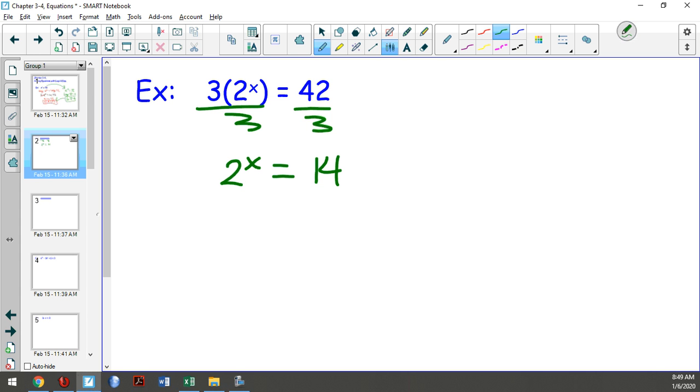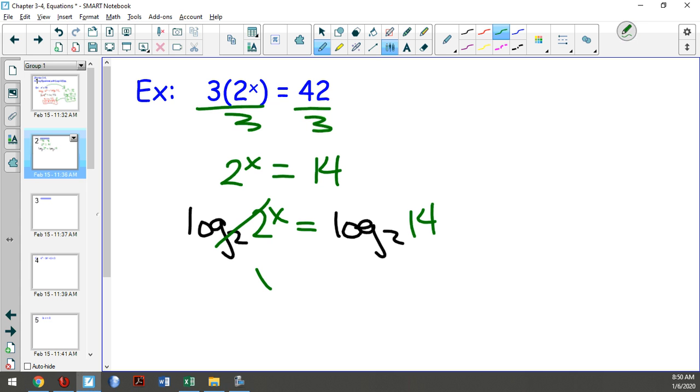So now, how do I get rid of the exponential? I am going to take the log of both sides of the base that I currently have. So what is the base of this exponential function? 2. So I'm going to have log base 2 of 2 to the x is equal to log base 2 of 14. Do we all see that, yes or no? What happens to the log base 2 of 2? Cancels out, and I'm left with x is equal to log base 2 of 14.